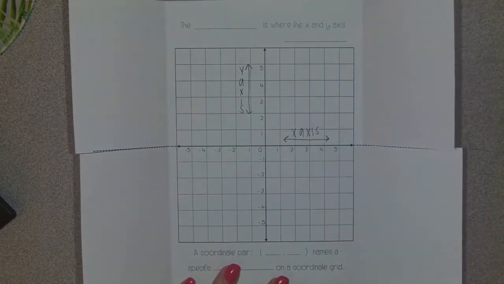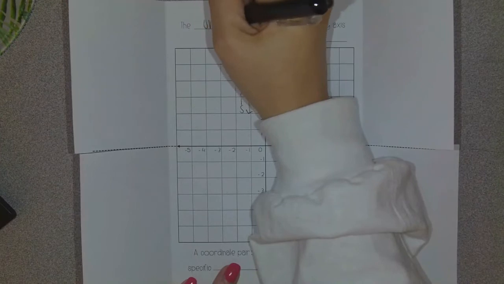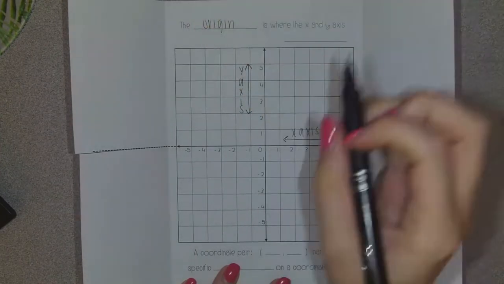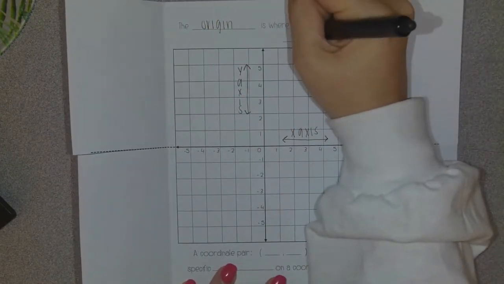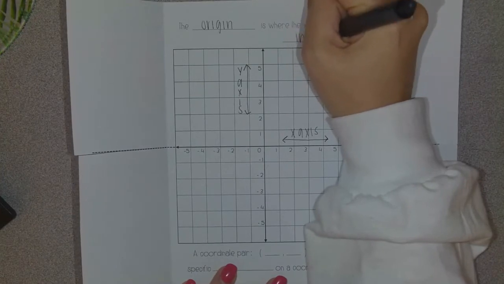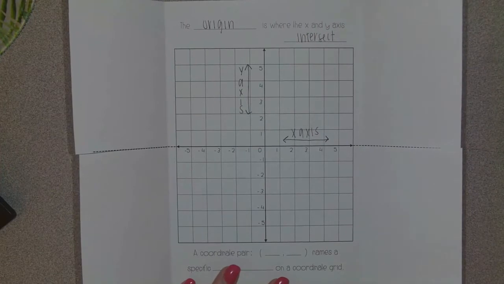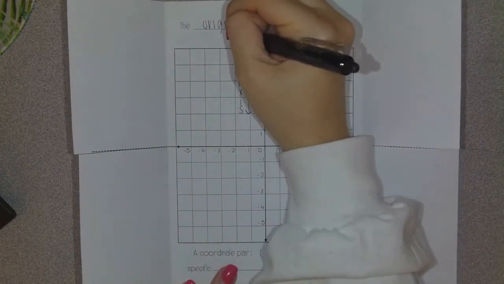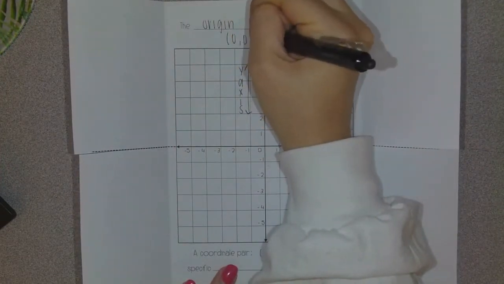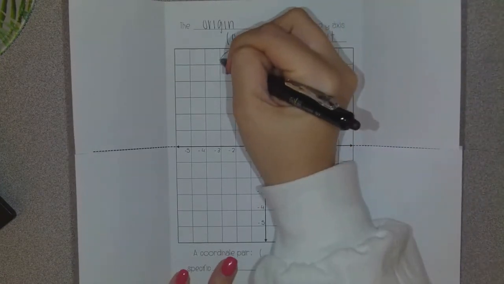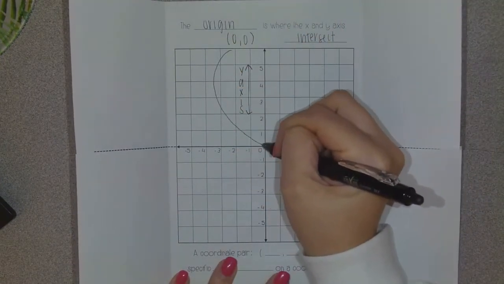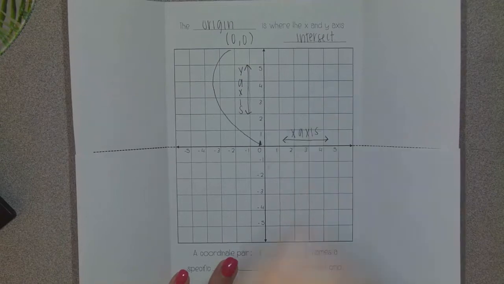up and down. And then we have something that's called the origin. And the origin is where our x and our y-axis intersect. And on any graph, they're going to intersect at the same spot. And that spot is called 0, 0. So on this graph, it happens to be right here. So again, at 0, 0.